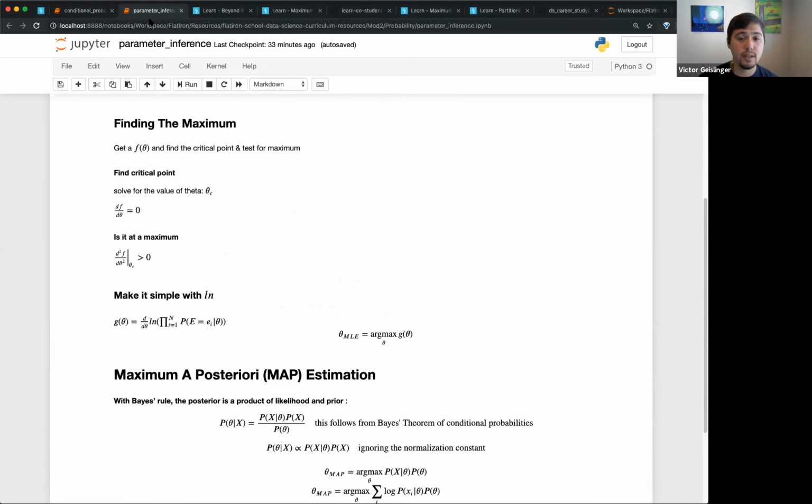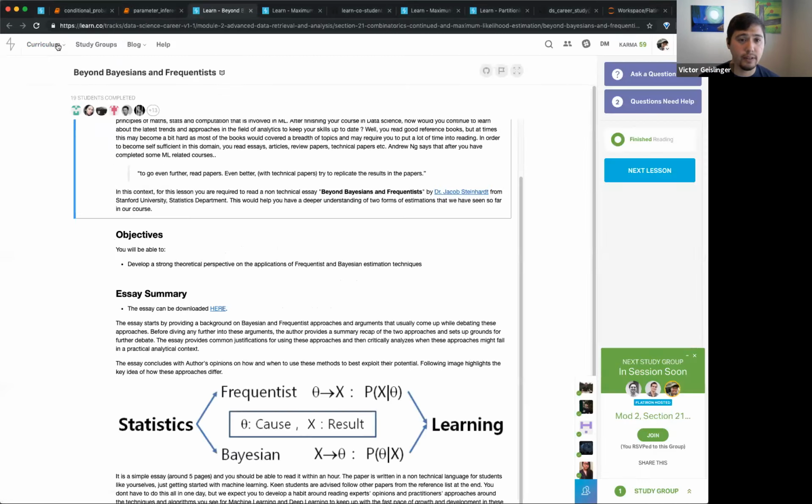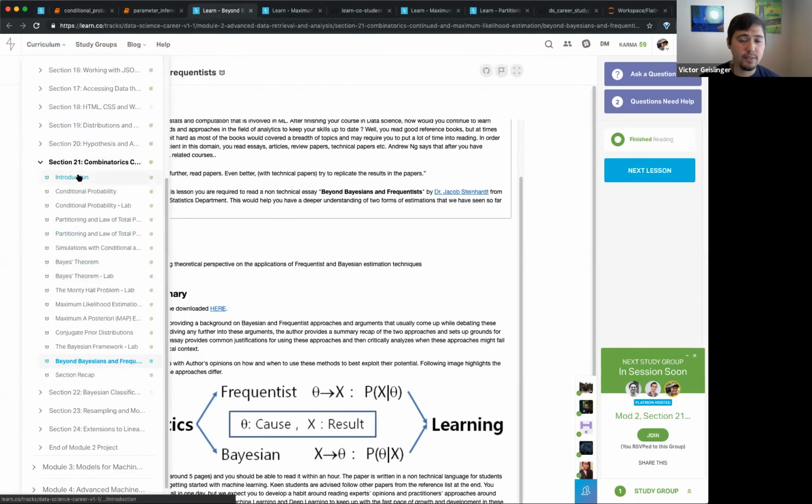Yeah, so this leads us into parameter inference. And this one is a big section. Just to look ahead in the curriculum, section 21: you can see introduction, conditional probability. That's what I was showing you up to partitioning, and even to Bayes' theorem. That's this first section. I summarized the whole lot for you.